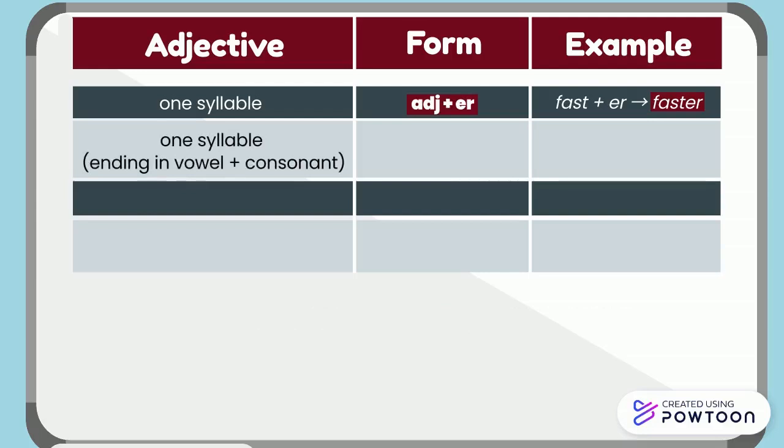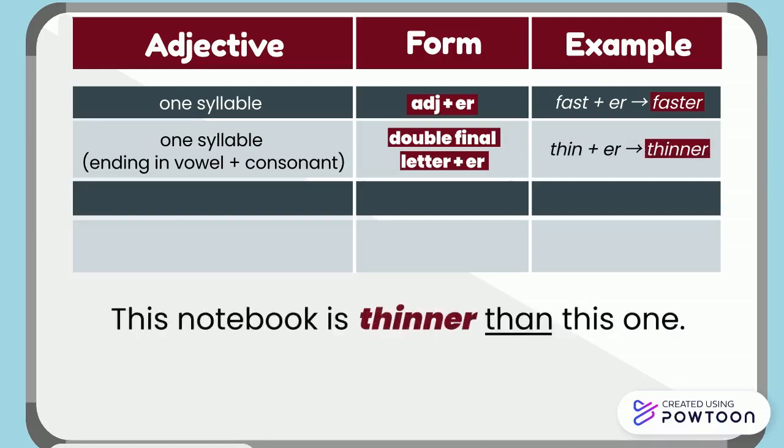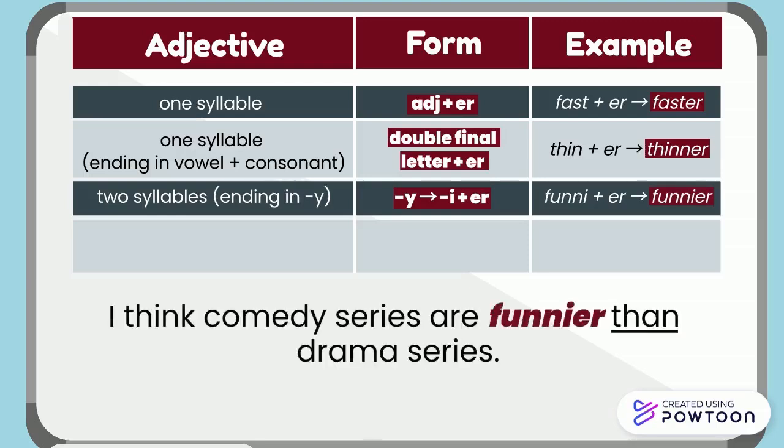If the adjective ends in a vowel consonant pattern, we double the final consonant before adding er. Thin becomes thinner. You can say, this notebook is thinner than this one. For adjectives with two syllables that end in y, we first need to change y to i, and then proceed to add er. Funny becomes funnier. For example, I think comedy series are funnier than drama series.